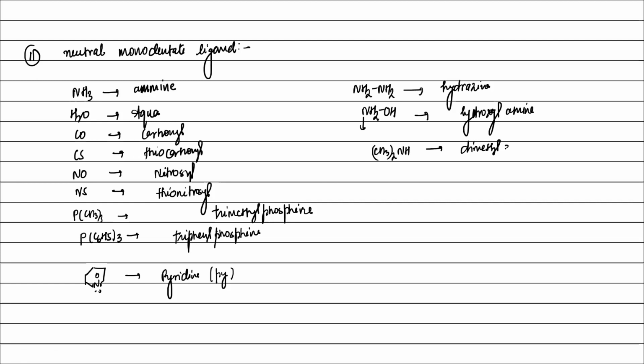It's called dimethylamine. It is also an example of a monodentate ligand, which is neutral. (CH3)3N is trimethylamine, also a neutral monodentate ligand. Listen, in inorganic amine, double m is written. However, in case of organic amine, single m is used for writing the name of amine. The organic fragment has single m, the inorganic fragment has double m.